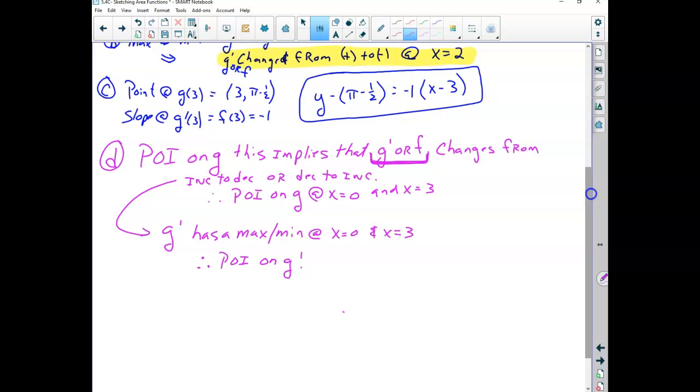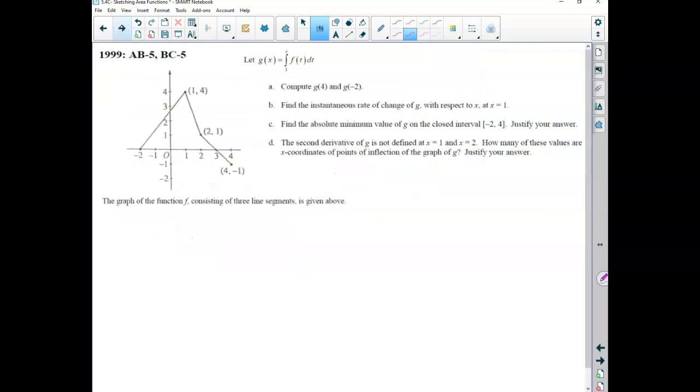Okay, moving right along to the next one. 1999, AB5, BC5. That just means the AB and the BC test had this particular problem in common. Okay? So, what do we got? Let G equal the integral from 1 to x of f of t dt. Ooh, another function defined as an integral.